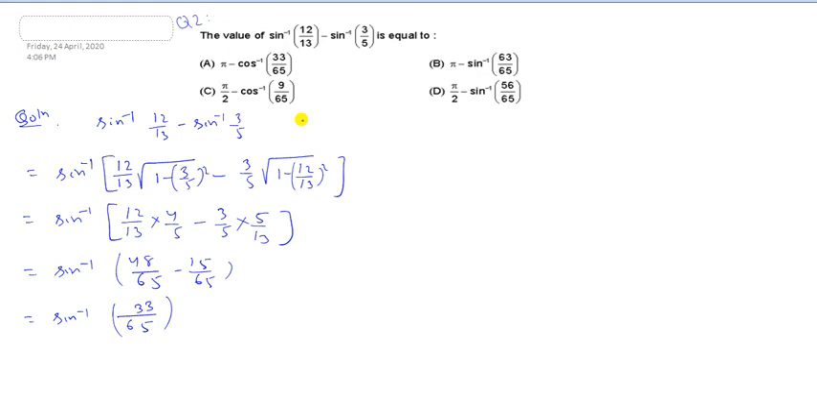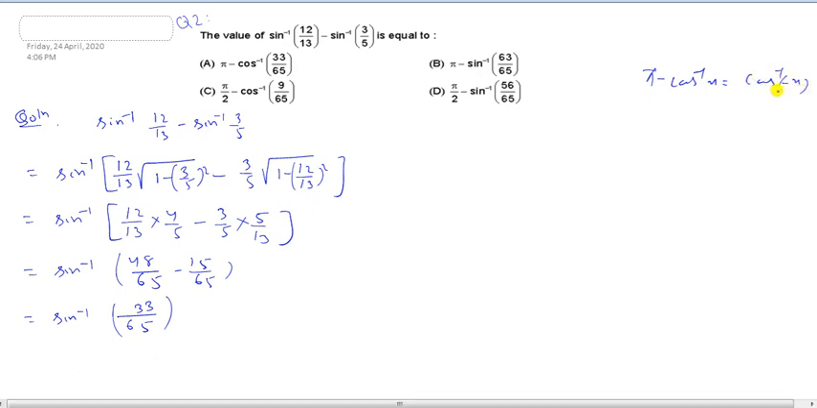Look at this. The first option is pi minus cos inverse 33 by 65. If I examine this value, remember that pi minus cos inverse x is nothing but cos inverse of minus x. So this value is actually equal to cos inverse minus 33 by 65. So this value is not accepted.